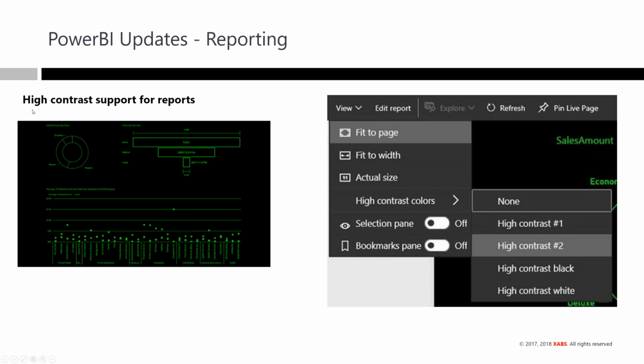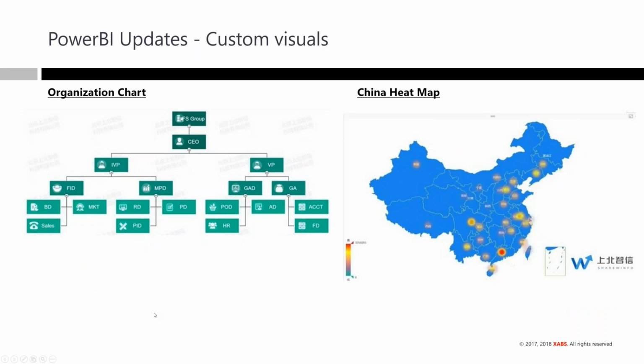So you can see the high contrast support for the reports. If you have the high contrast theme on your Windows PC, Power BI Desktop will automatically try to detect it and apply this high contrast theme to your Power BI report. And this is how you can manually select the high contrast. In the View dropdown, you have the high contrast options, and you have a couple of them, and you should check this out.